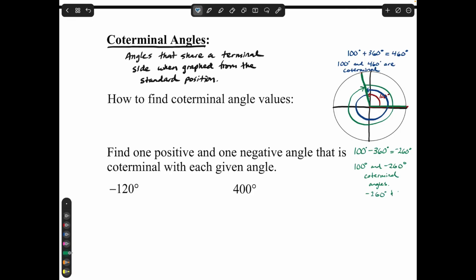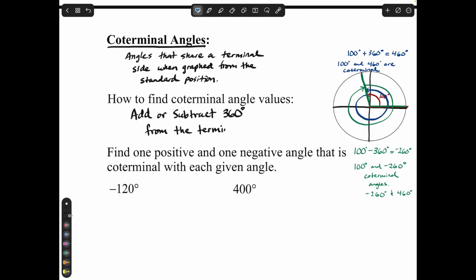Okay, so how to find coterminal angles? All we're going to do then is we're going to add or subtract 360 degrees from the terminal side of the angle.